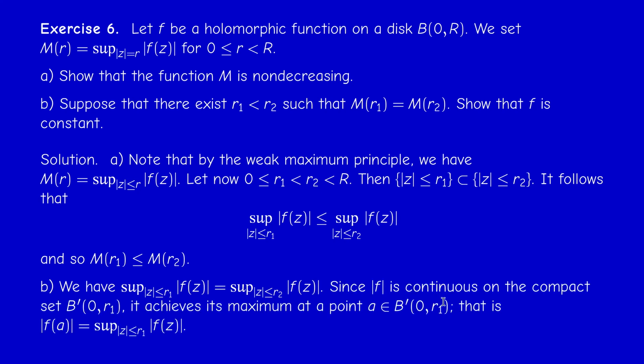Okay. Since modulus of f is continuous on the compact set, on the closed disk of center 0 and radius r1, then modulus of f has a maximum value on the disk, maybe at the boundary. Okay, because this is a theorem of topology. A continuous function on a compact set is bounded and achieves a maximum and a minimum value. Okay, so we have a point A on the disk, so it could be on the boundary. So call it A. So this supremum, so modulus of f of A is the maximum, if you like.